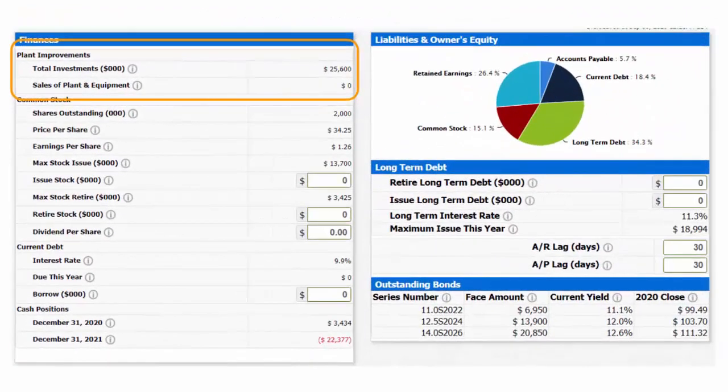This is the finance decision spreadsheet. You can see that it will copy the value of total investments that was also displayed in the production worksheet. It also depicts any proceeds from the sale of plant and equipment, which would give you cash that you could reinvest and which would reduce the financing needed for your investments. Since my decisions did not include the sale of any capacity, I do not have any proceeds here.